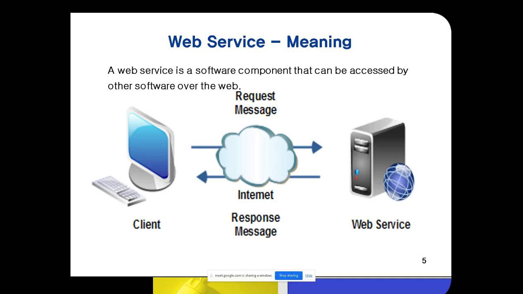See, when we talk about ordinary functions, a function has to be called by a human. A person has to write a program, and through the program the function is called. Whereas web services are also software components that can be accessed by other software. Only software is used to interact with each other with the help of web services.